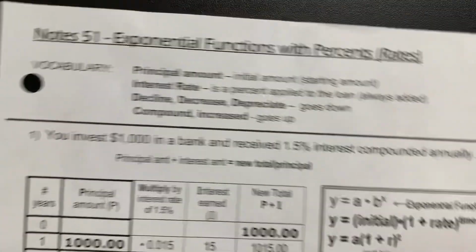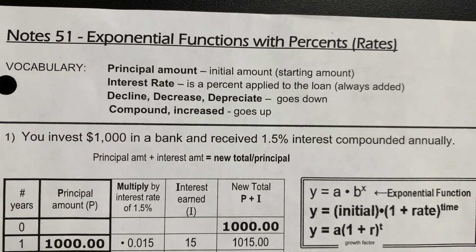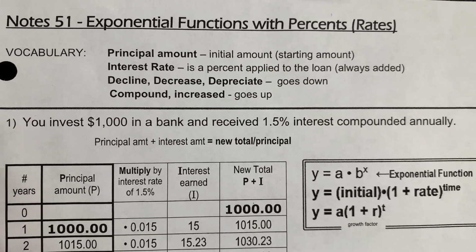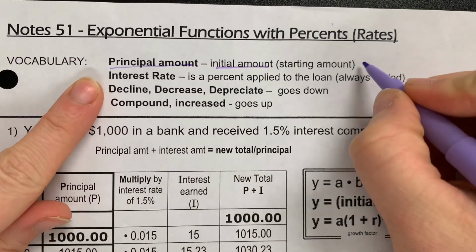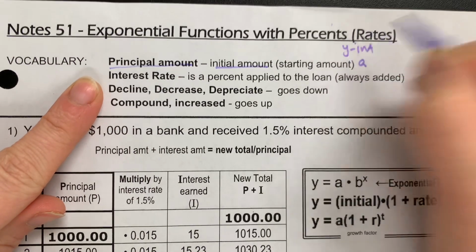All right, so today we're going to go over exponential functions with percents and rates. This is where we're going to get into more finances. We might see words like principal amount, which is the initial amount. That's my starting amount. That's my A or my y-intercept.